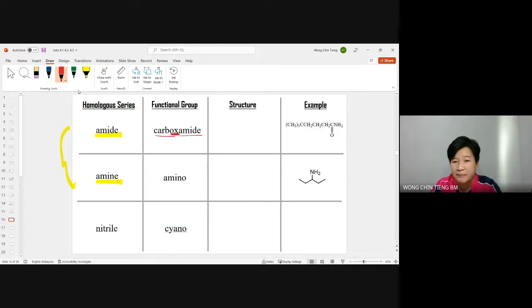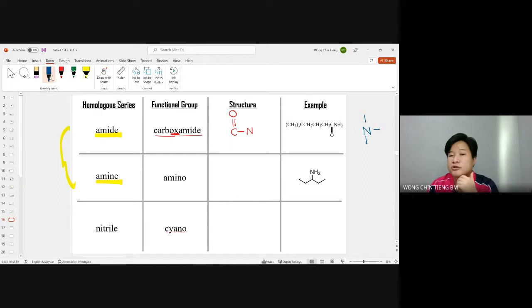What is carboxamide? The carbon double bond O, still double bond O, but holding directly to N. And I stop, ladies and gentlemen, I stop at N. Remember, nitrogen can have maximum 3 bond? Yes, I tell you now, okay? Nitrogen can have maximum 3 bond, all right? If the nitrogen is neutral, if the nitrogen having charge, different story, okay?